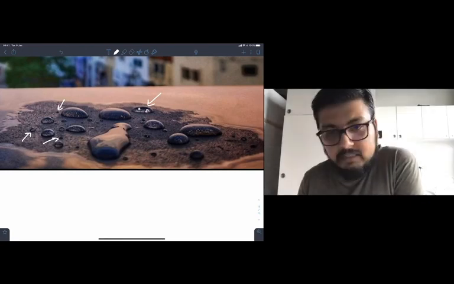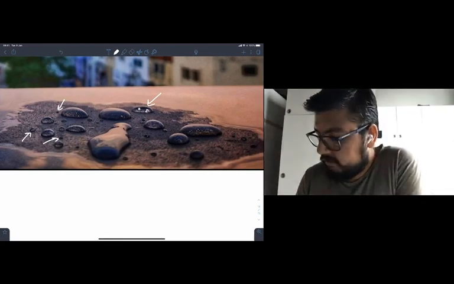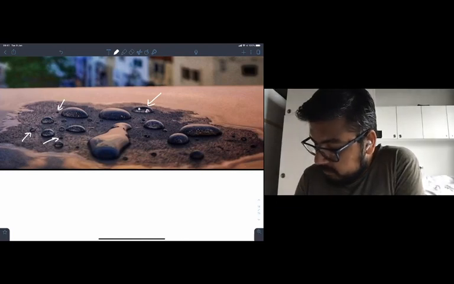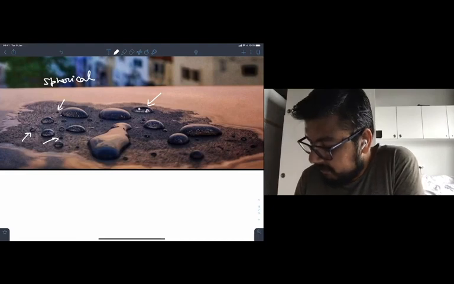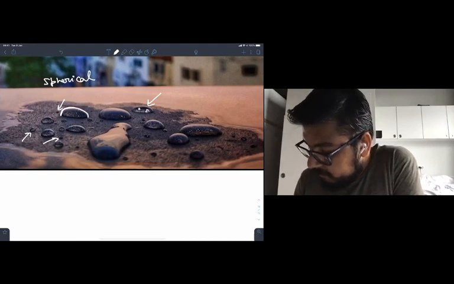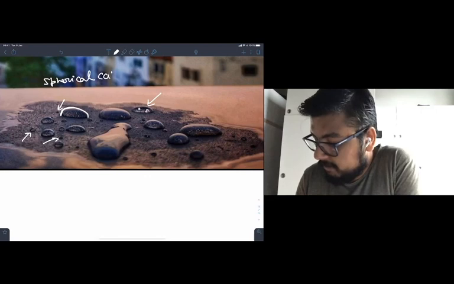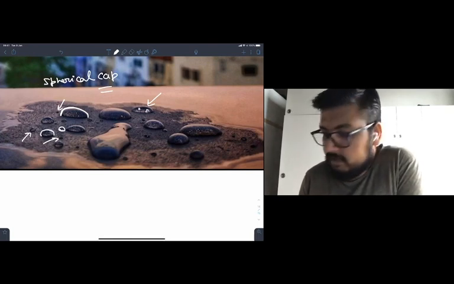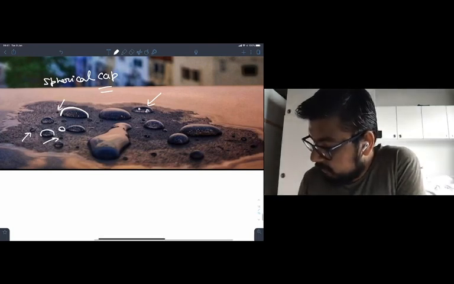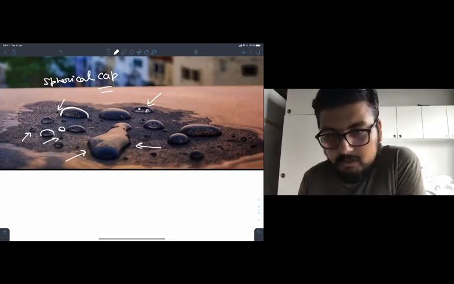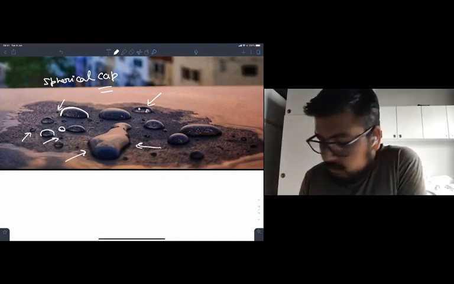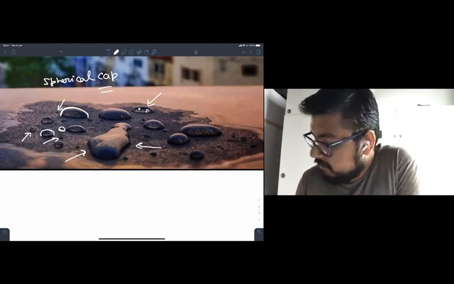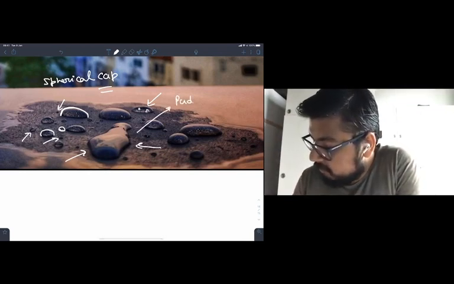And you can see that the shape of these droplets is spherical. So it could either be a sphere or it could be a spherical cap. For example, the shape of this drop can be approximated by a spherical cap. Same for this one or these ones. However, if you look at really big droplets, for example, this fat guy over here, you can see that this is not a spherical cap. In fact, this is something which we call a puddle.